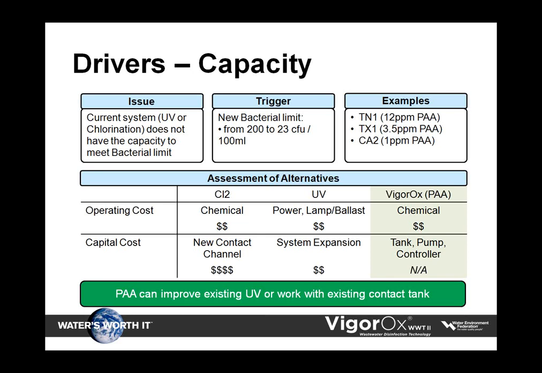A plant in Texas used the outflow pipe to provide chlorine contact time. When the effluent quality worsened and the flow rate increased, the plant had to consider a new contact chamber and the addition of a dechlorination step. Here again, the evaluation of Vigorox showed that the plant could save both capital and operating costs by switching to PAA.